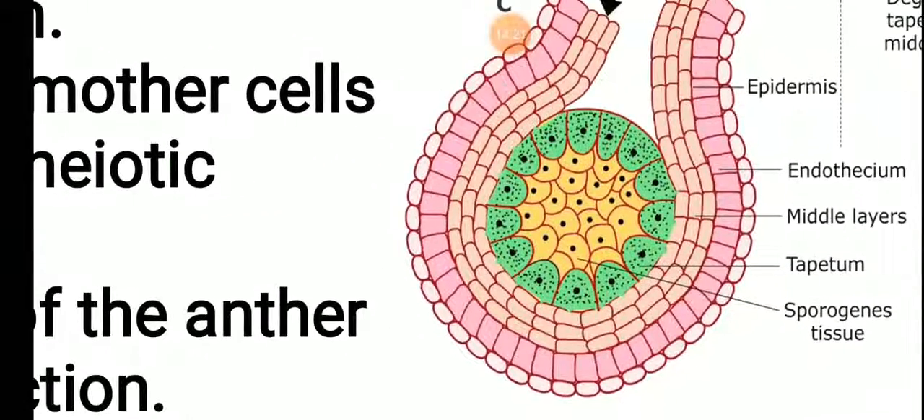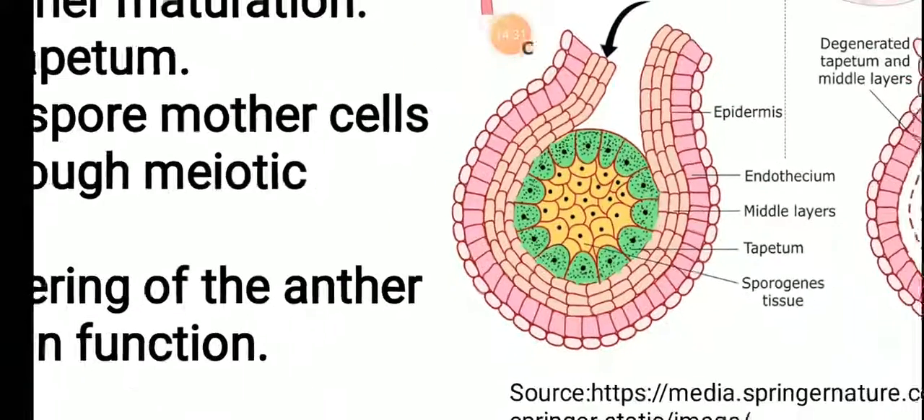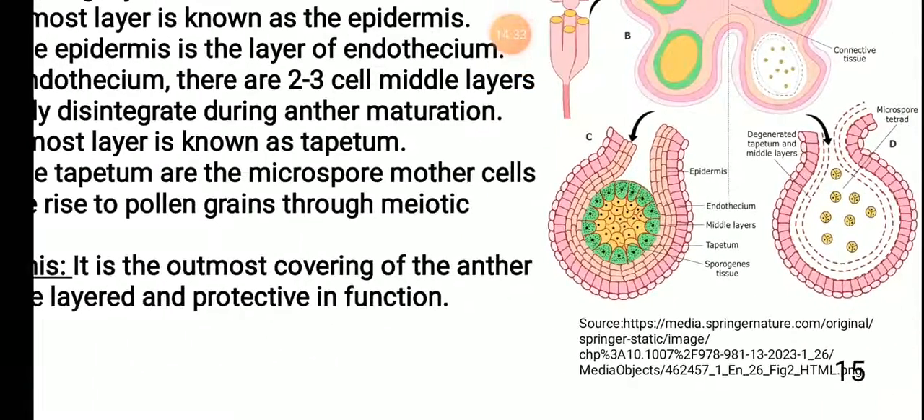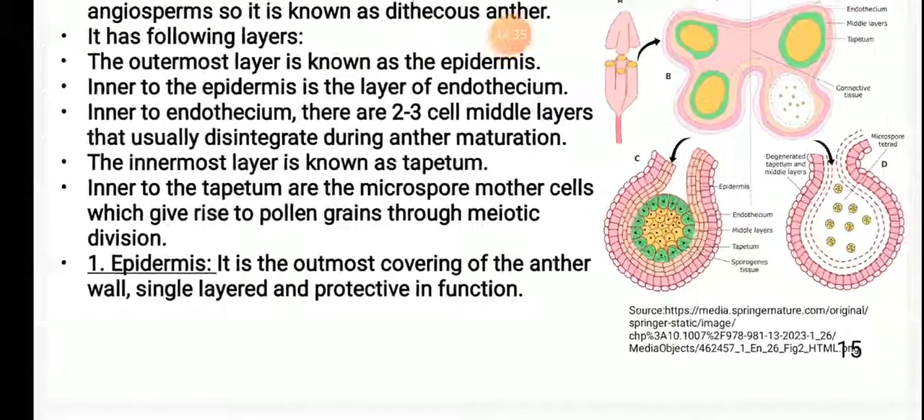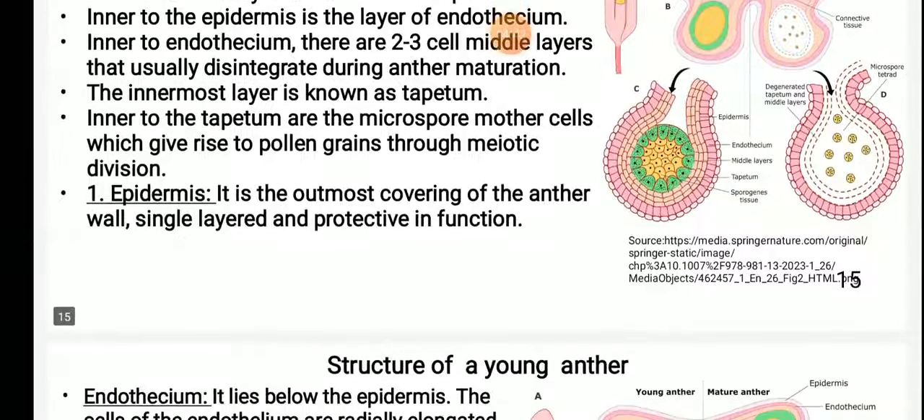So if you see this, you will understand the structure of the young anther. The outermost layer is epidermis followed by endothecium followed by 2 to 3 layers of middle layer. The green colored one is the tapetum, which encircles the microspore mother cells, and these microspore mother cells undergo meiosis. So let us study the wall layers one by one.